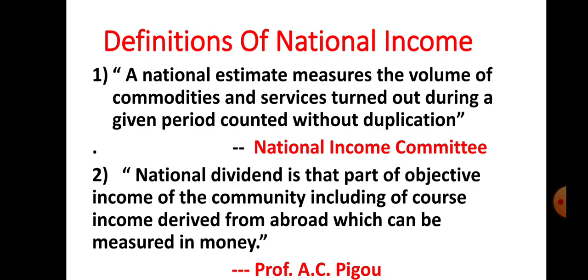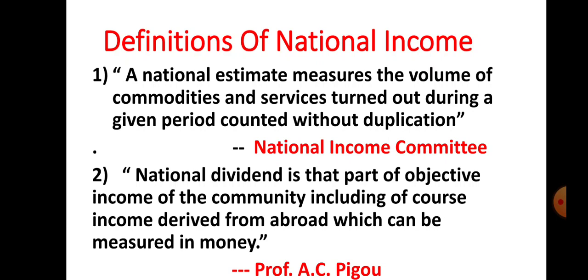Now let us see the first definition of national income given by the National Income Committee. A national estimate measures the volume of commodities and services turned out during a given period, counted without duplication. Without duplication means without double counting. So that is national income as per the National Income Committee.